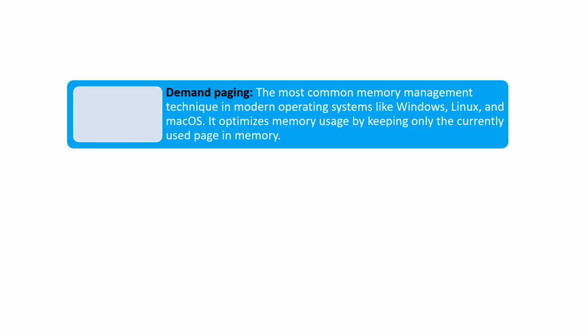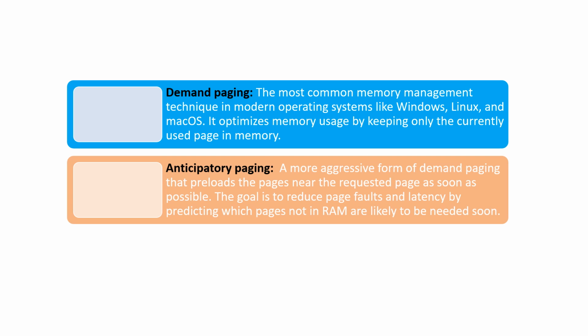First, what is demand paging? The most common memory management technique in modern OS like Windows, Linux, and Mac OS. This optimizes the memory usage by keeping only the currently used page in memory. And anticipatory paging is a more aggressive form of demand paging that preloads the pages near the requested page as soon as possible. The goal is to reduce the page faults and latency by predicting which pages not in RAM are likely to be needed soon.